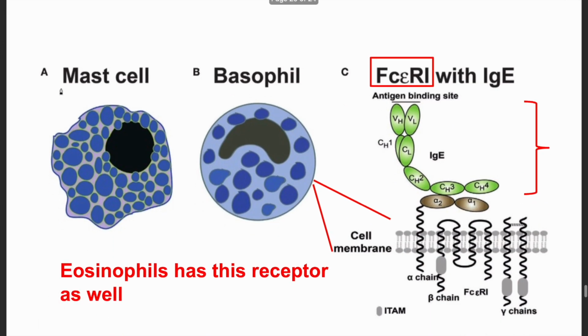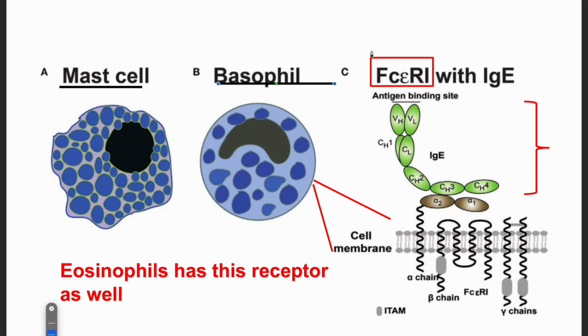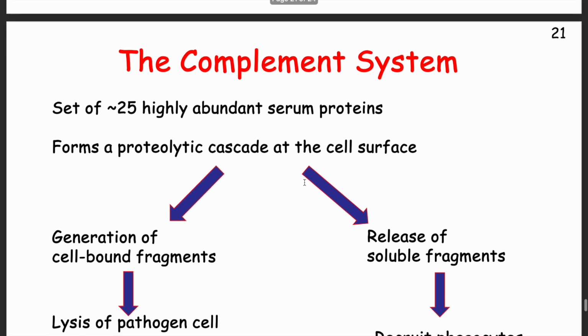And something that distinguishes mast cells and basophils is that they have something called the FC epsilon RI. FC epsilon RI binds to IgE antibody. The IgE basically has two areas: the variable region and the constant region. The constant region is the part that binds to the FC epsilon RI, like this shape. And the variable part binds to the antigen. Okay. Eosinophils have this receptor as well.